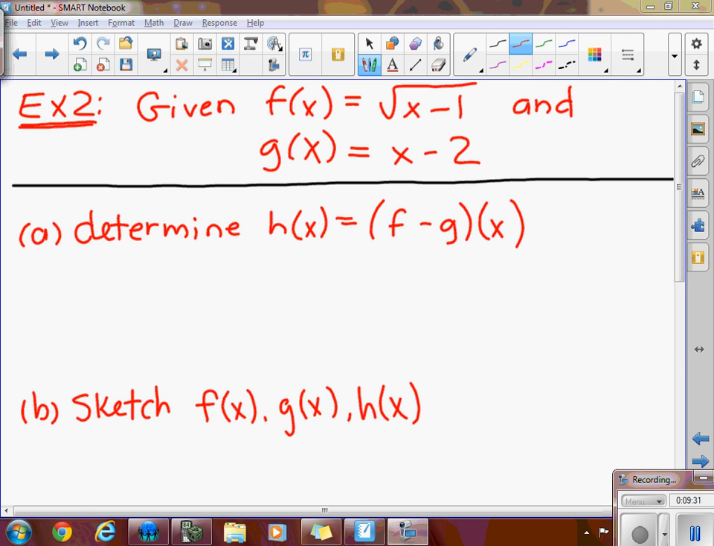Second example, same sort of thing. F of x equals the root of x minus 1. G of x equals x minus 2. My question to you, number one, I'm telling you they are functions, so they would pass the vertical line test. However, g of x is an easy one to identify what kind of graph this is. What is it? It's linear.